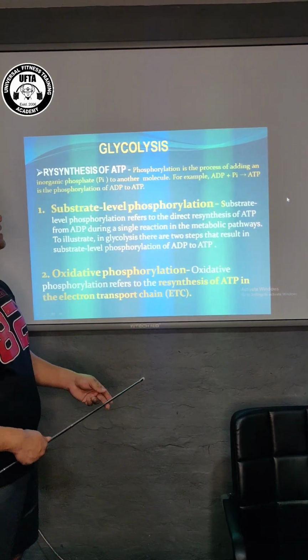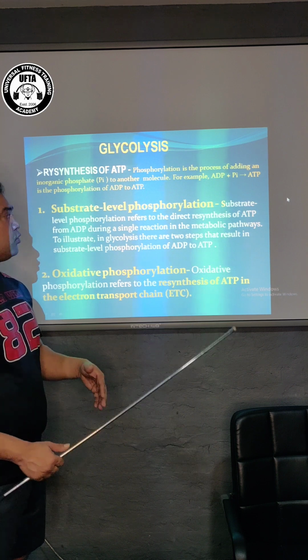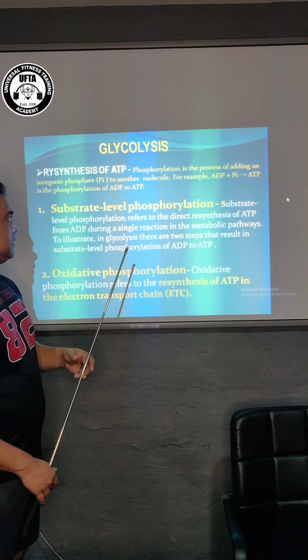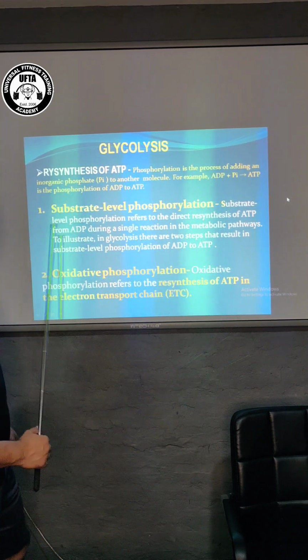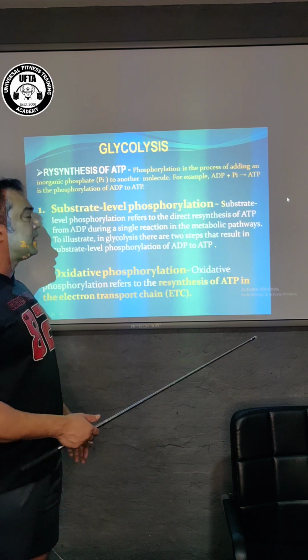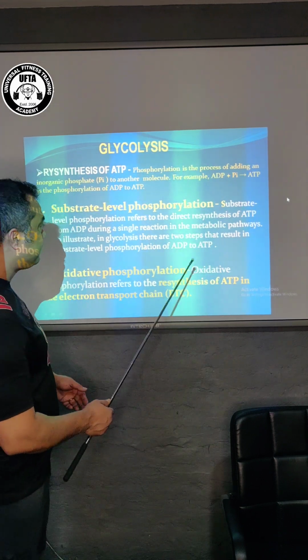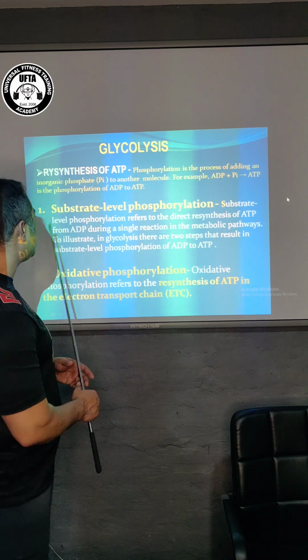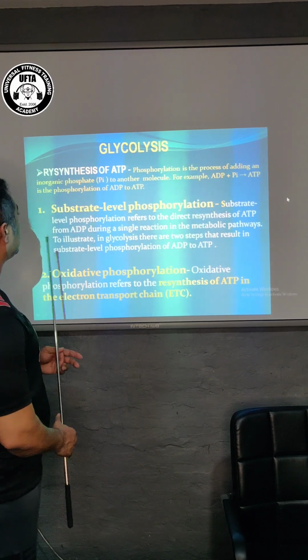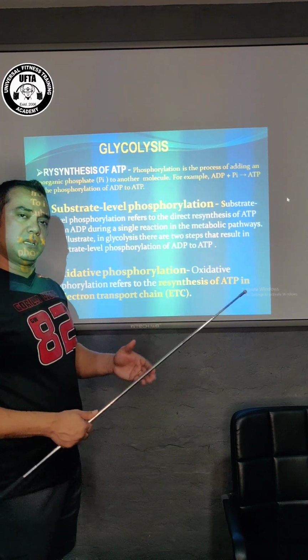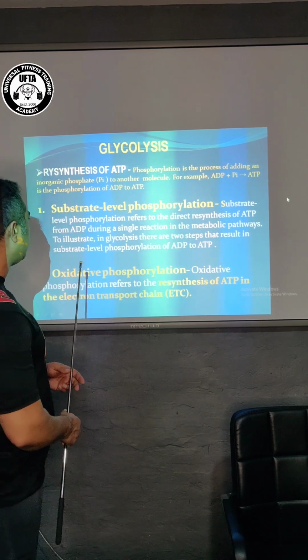The resynthesis of ATP is done through a process called phosphorylation, and it is the process of adding an inorganic phosphate to another molecule. It's a direct conversion of ADP combining with a phosphate group and converting into ATP.